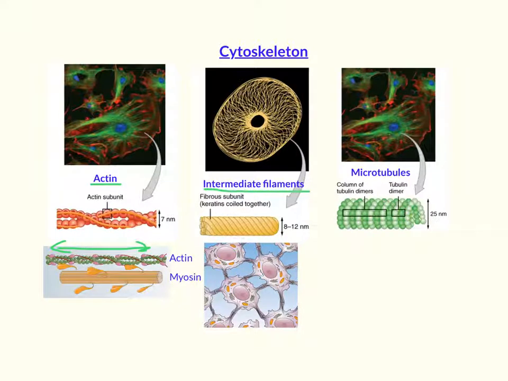The third type of fiber are called microtubules. They are made with proteins called tubulin, and they organize and move materials within the cell. Their assembly is controlled by structures known as microtubule organizing centers, or MTOC. The most important MTOC is called the centrosome.